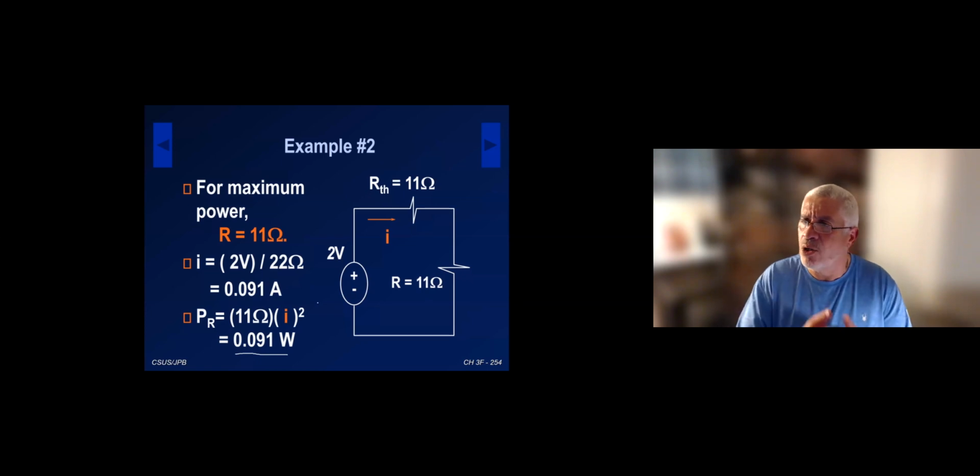So this is actually a good indicator of why models are important. We can answer maximum power questions. We can also solve the circuit for multiple values of a load, which would be very, very laborious to do if we didn't have that.